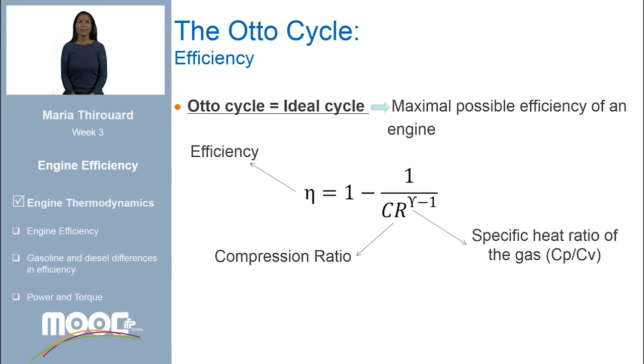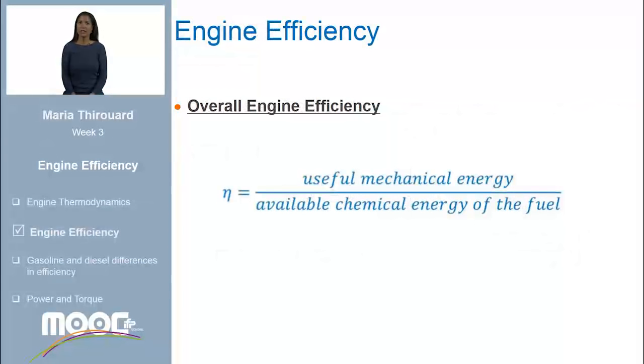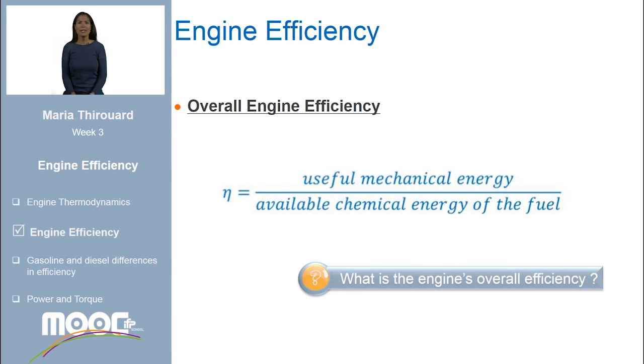Now that we're talking about efficiency, we will go deeper into this concept. In simple terms, efficiency is a matter of how much energy we can use compared to how much energy we need to put in our machine. In other words, the overall efficiency is the ratio between the amount of useful mechanical energy available to power the car compared to the amount of chemical energy introduced into the engine through the fuel. Do you know roughly what is the engine's overall efficiency? We will discover this in a few minutes.